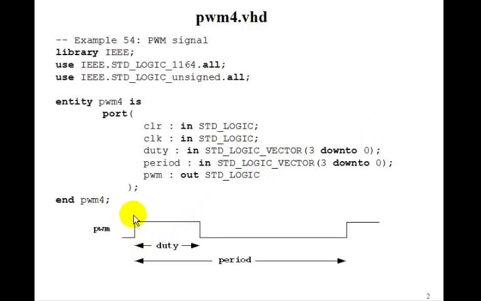We want to generate this PWM signal where duty is the amount of time the PWM signal is high and period is the period of the PWM signal. We'll make duty and period 4 bits for this example, so each one's a 3 down to 0. And the idea is we'll make a 4-bit counter, and then we'll just count for how long the duty is high and then count for the period.